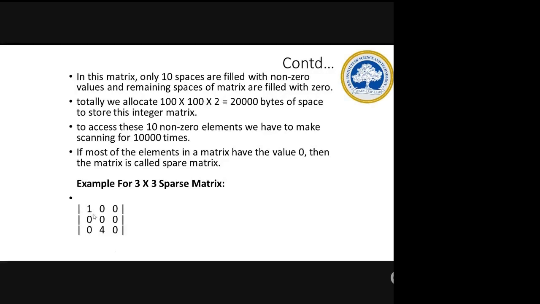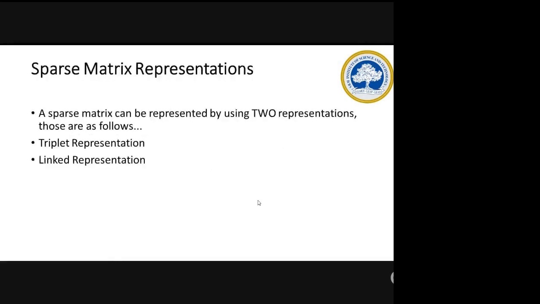If I need to access 1 and 4, I need to go through i, comma j, then again the next one. Each row has to be scanned individually, which takes much more time, and memory is also wasted. To avoid both of these, this sparse matrix can be represented in two ways. One is the triplet representation, and another one is the linked representation. First we will see what triplet is, and then we will enter into the linked list concept.